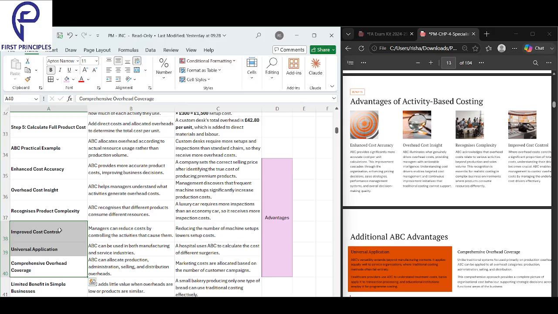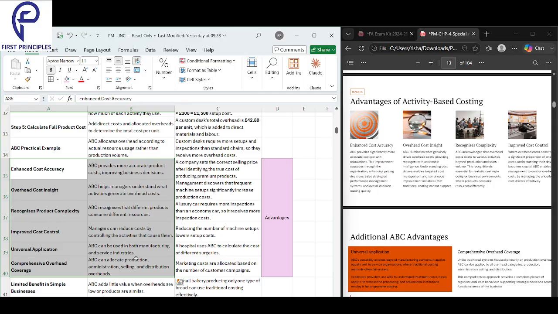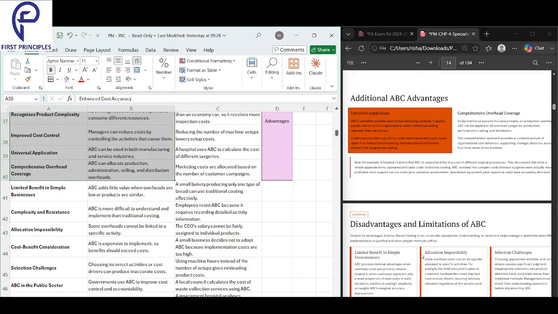Okay, so managers can reduce the cost by controlling the activities that cause them. So if you know what money is being used where, you are able to allocate the costs accordingly. And if you know the allocation clearly, you know what is causing you the most expense. So your control is really good. And hence you are more accurate also. And it recognizes all the complexity around the products as well. So these are the biggest benefits of ABC costing, which is a modern way of doing overhead cost allocation, right? The old way was absorption. The new way is ABC.